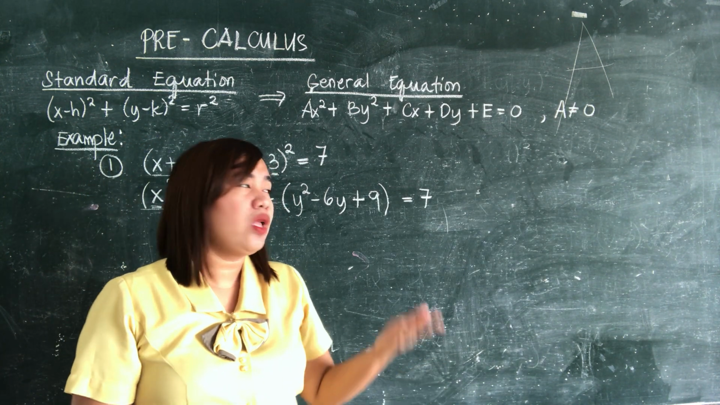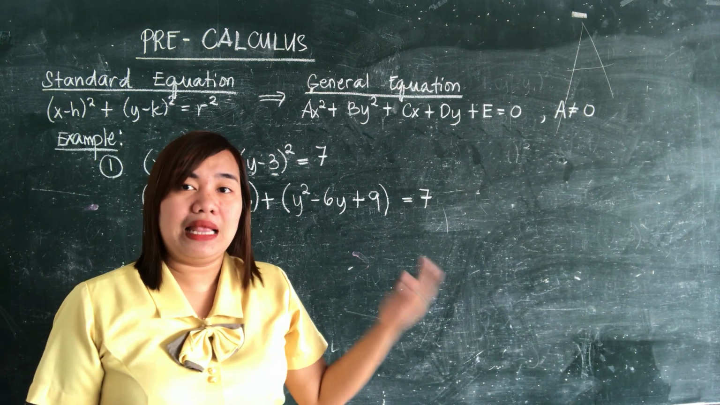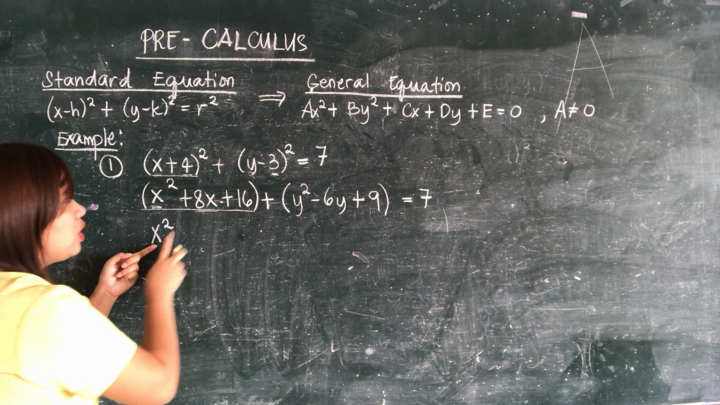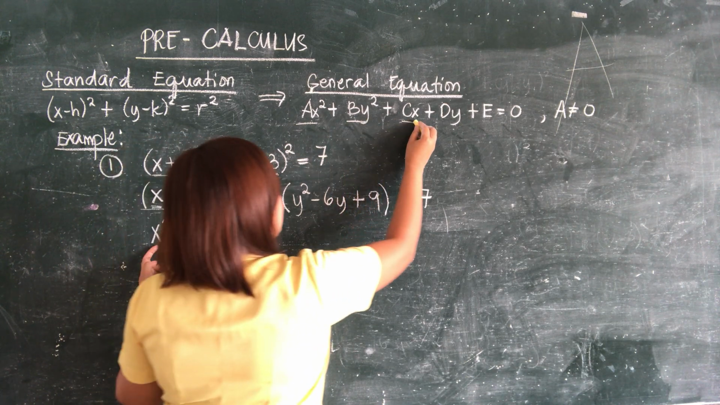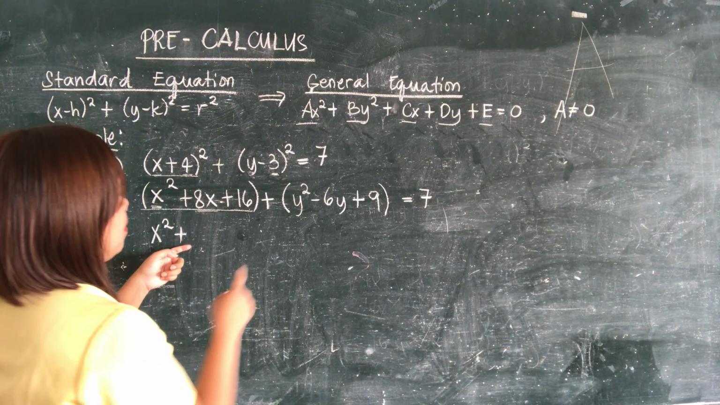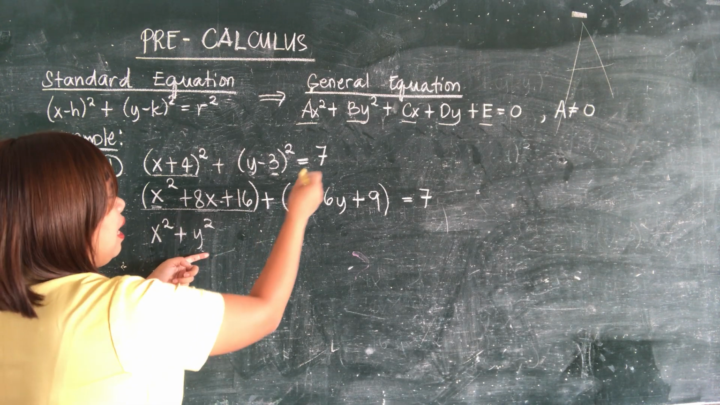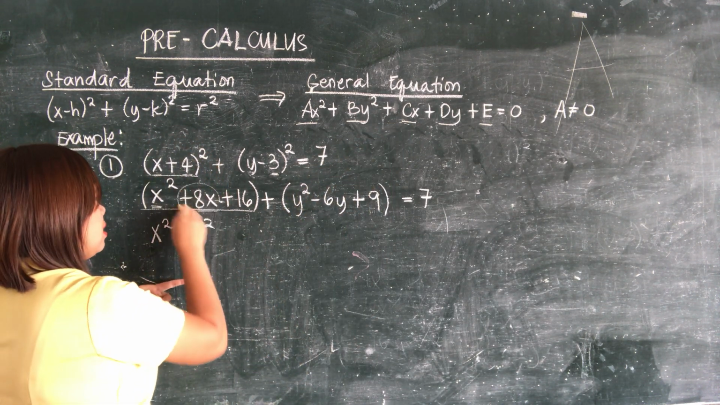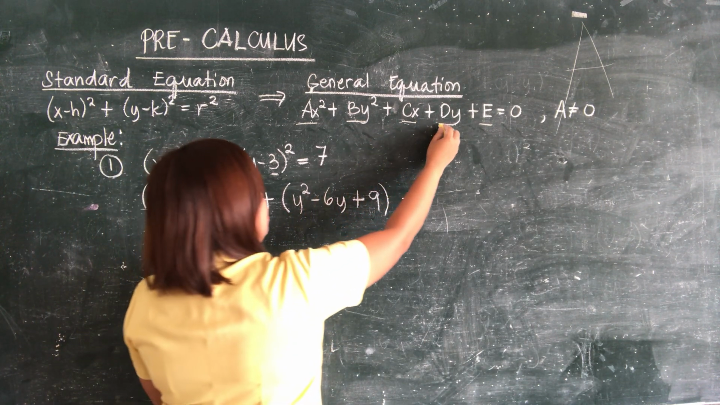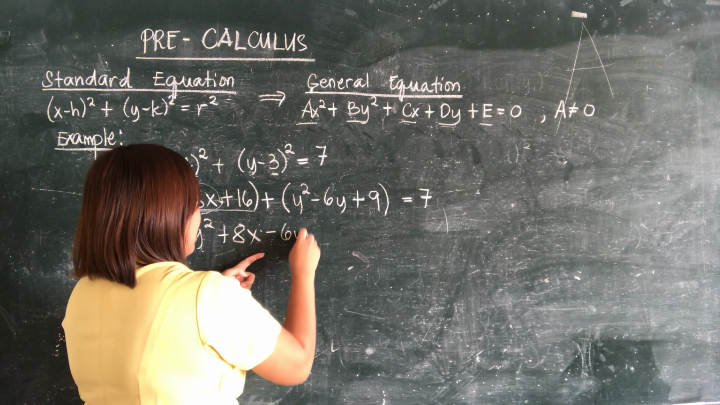Next, we're going to put all the numbers on the left side. Then, combine like terms. So, you will have x squared. Pwede natin unti-unting i-arrange. And ax squared, by squared, cx, dy, and e. So, you will have x squared plus y squared. Since plus naman dito sa gitna, x squared plus y squared. The next one is yung may x. So, ito yung may x. Plus 8x. Meron ba dito? Wala. After yung x is yung may y. So, minus, kasi positive times negative, negative 6y.